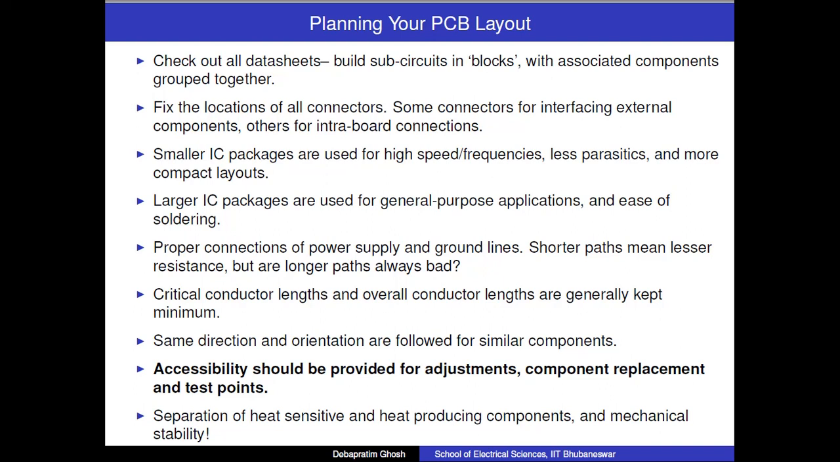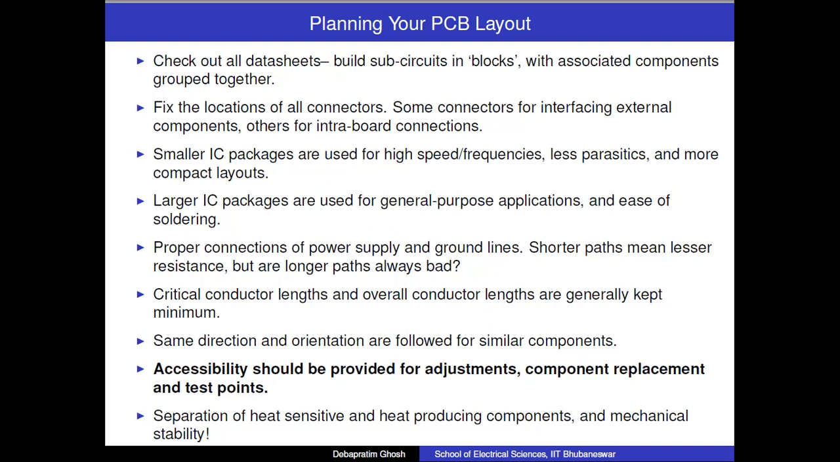Now remember that if an IC gives you a choice of using different packages of the same IC, then, as we discussed, smaller IC packages are used for high speed and high frequency, less parasitics and a more compact layout. Larger IC packages are used for more general purpose applications and also ease of soldering. So please be careful. I am not telling you to use either small or large, because you are the designer. These decisions have to be made by you.